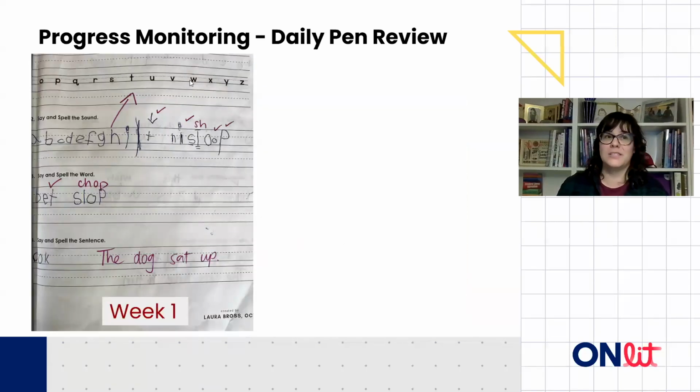Here's another student. This student even struggled to get things on the right part of the paper, right? Not following the instruction. So again, we have some of the sounds. There's that digraph, sh, but she wrote it as s. We've got one word. Instead of chop, she wrote slop. And again, no real concept of the full sentence.